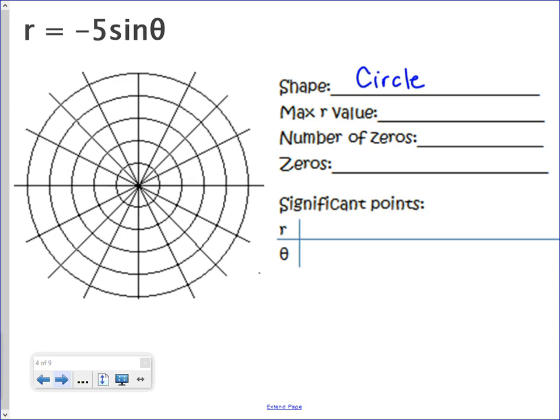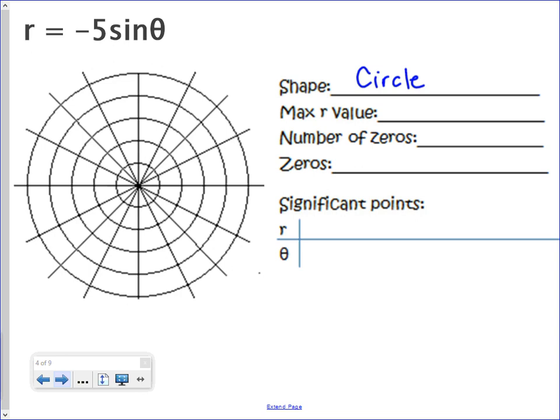Max R value: when you're putting in different numbers for theta in this function, what's the highest value you'll ever get out for R? Think about what kind of numbers you're even allowed to get out for a sine function. Either think about sine on the unit circle, or think about the graph of the sine function. What's the max value of the sine? 1. The highest sine value that you'll ever have, opposite over hypotenuse, is equal to 1, right? So if sine is equal to 1, then r would be equal to -5. Okay, so -5. What's the lowest sine value you can ever have?